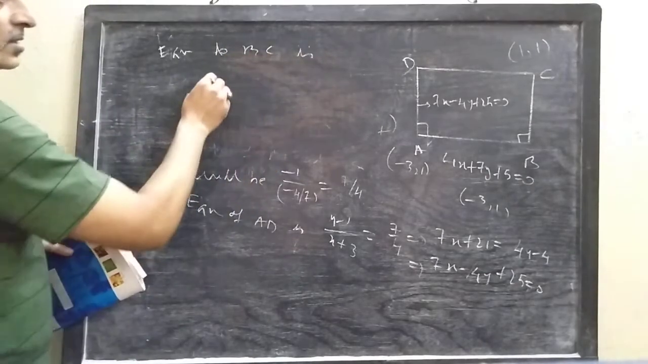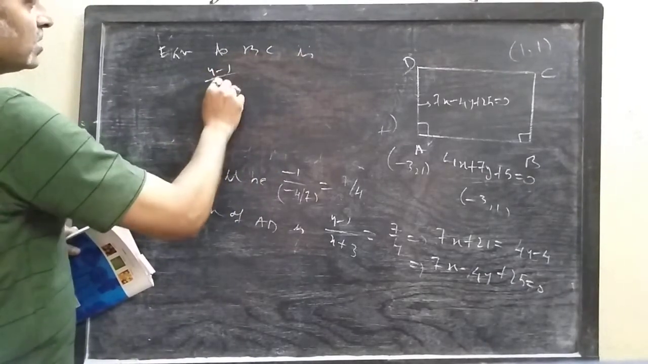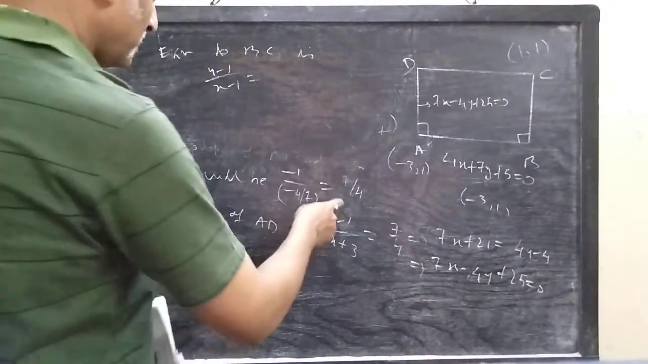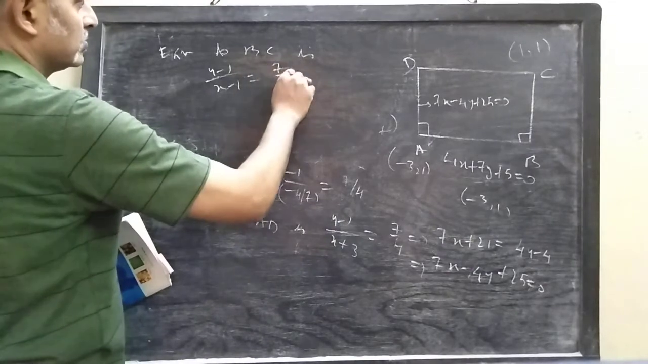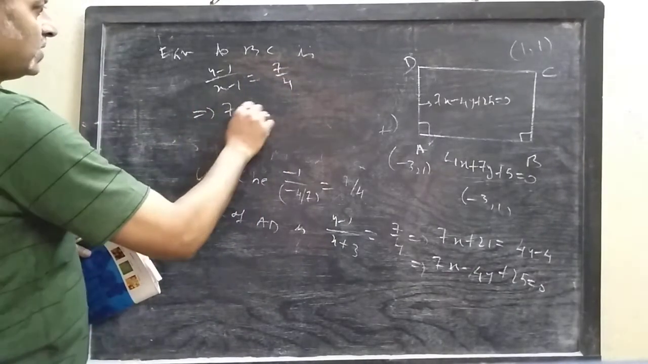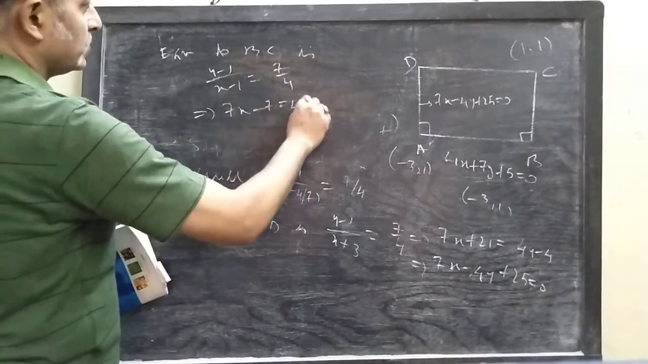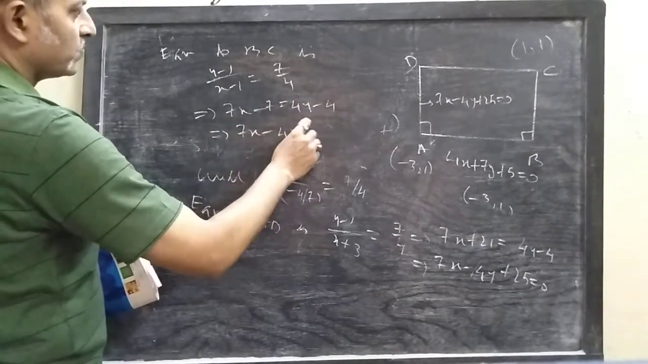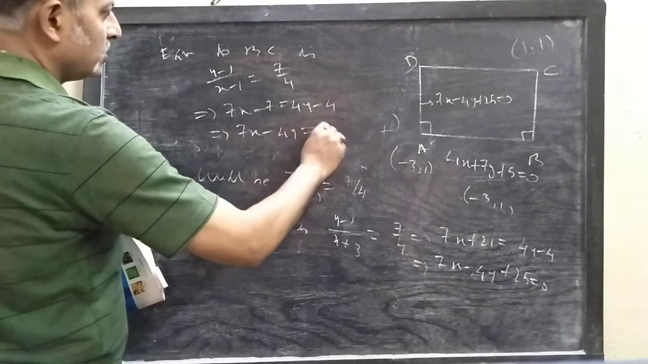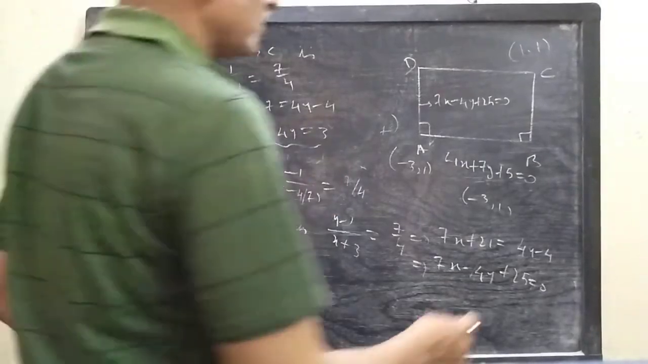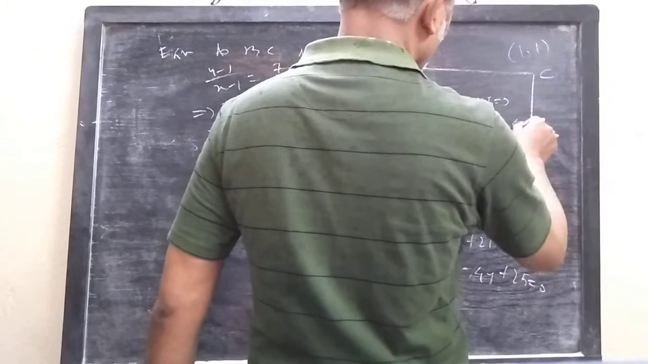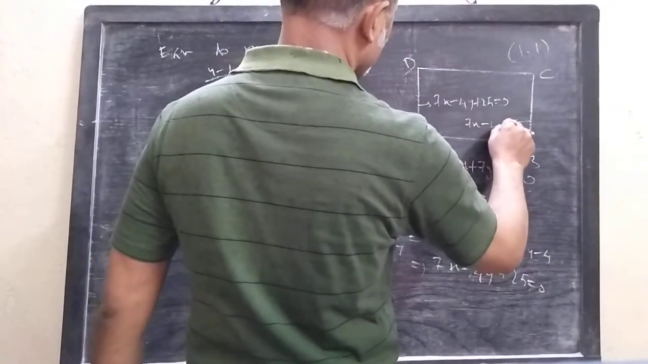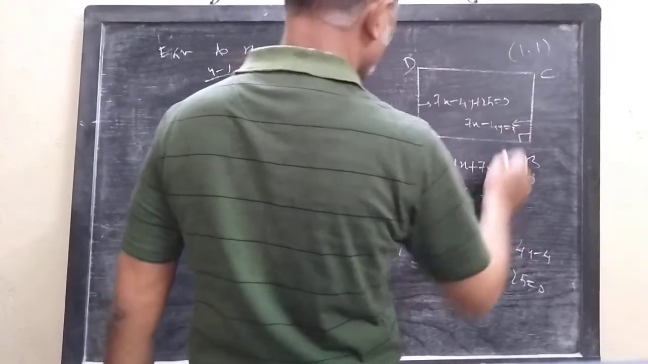Equation of BC is (y minus 1)/(x minus 1) equals 7/4, as it passes through (1, 1) and its slope is 7/4. So we get 7x minus 7 equals 4y minus 4. This gives 7x minus 4y equals 3. This is the equation of BC. Equation of BC: 7x minus 4y equals 3.